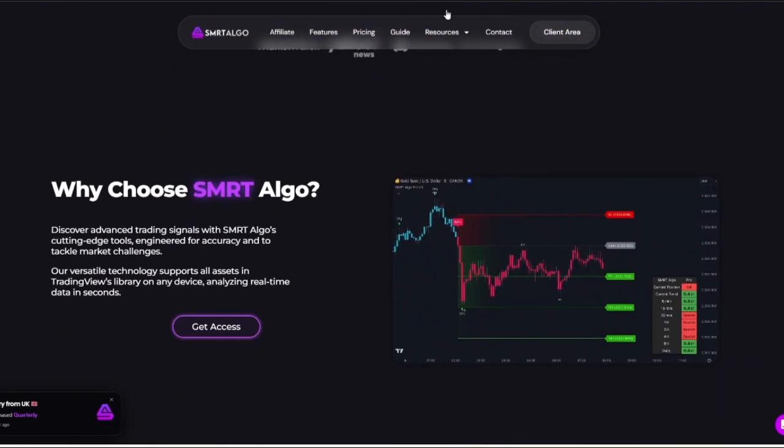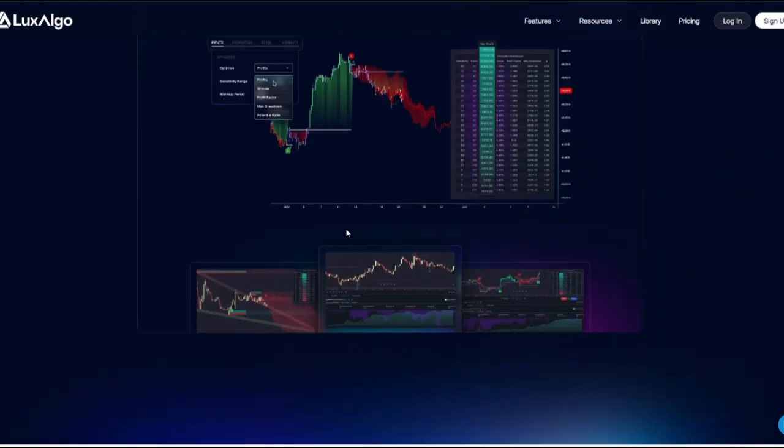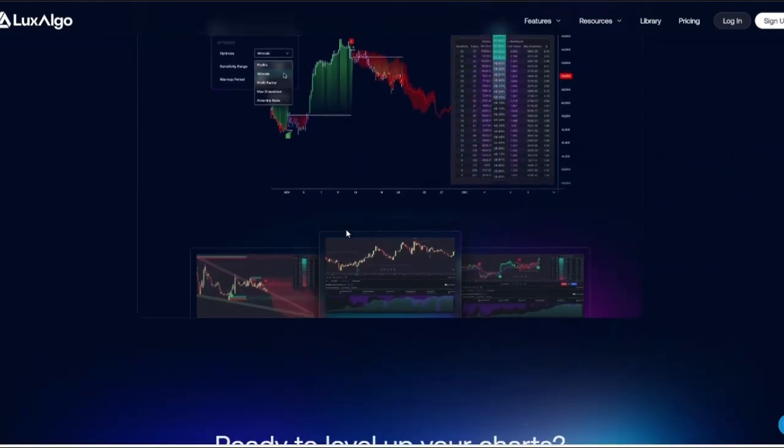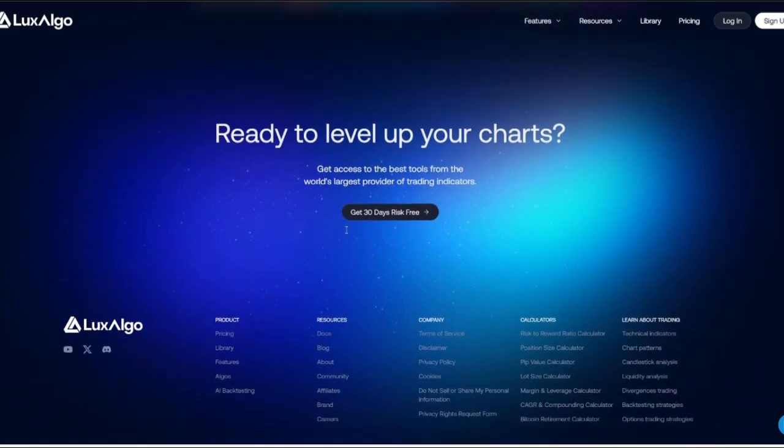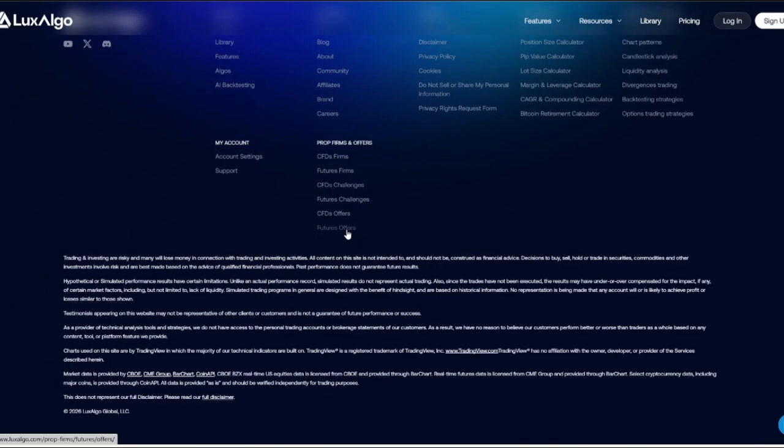And the pros of LuxAlgo? It has AI strategy builder with backtesting. There are precision alerts with automation support. It also focuses on trend and market structure and is trusted by many serious traders.